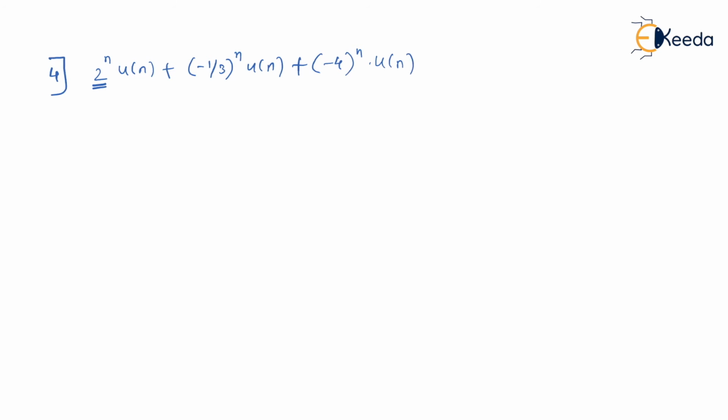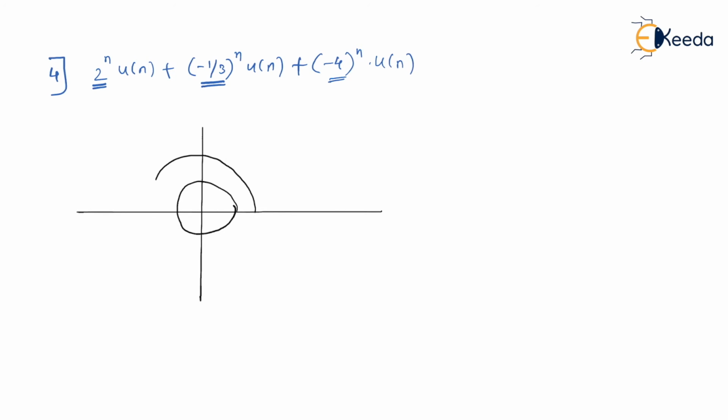So definitely the first pole is present at 2, the other pole is present at 1/3, and the remaining pole is present at 4. So how many circles are there? 3 circles, because every pole will have its own circle. First circle with radius 1/3, the other circle with radius equal to 2, and one more circle with radius equal to 4.